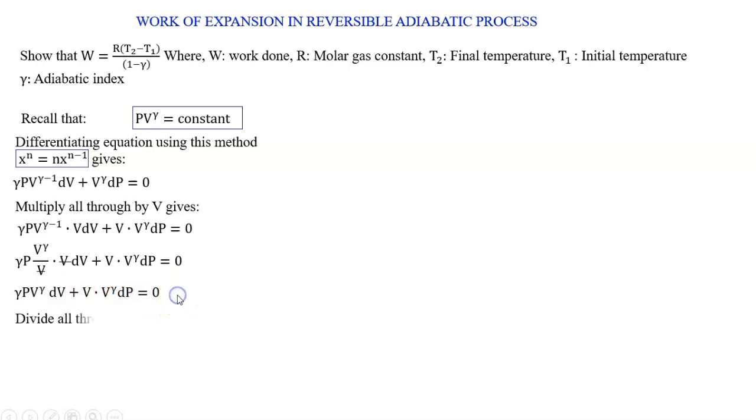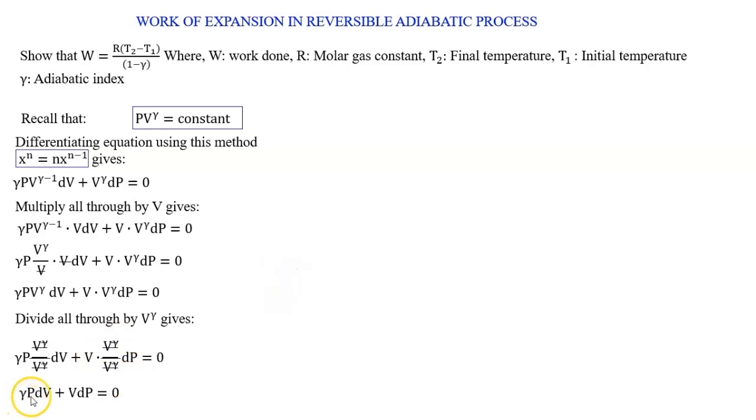Divide all through by v to the power of gamma gives gamma p times v to the power of gamma all over v to the power of gamma, so that v to the power of gamma can be divided by v to the power of gamma, then dv plus v times v to the power of gamma all over v to the power of gamma to cancel out, times dp is equal to 0. So the equation reduces to gamma p dv plus v dp is equal to 0.